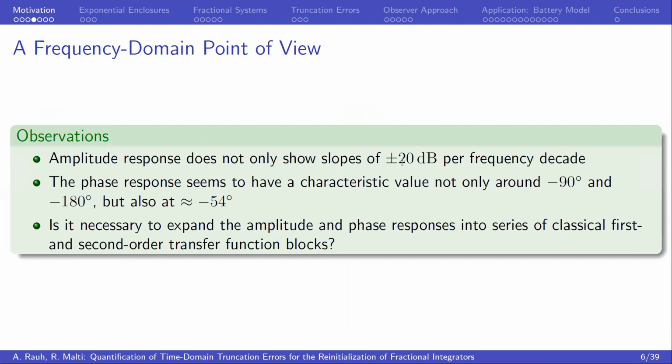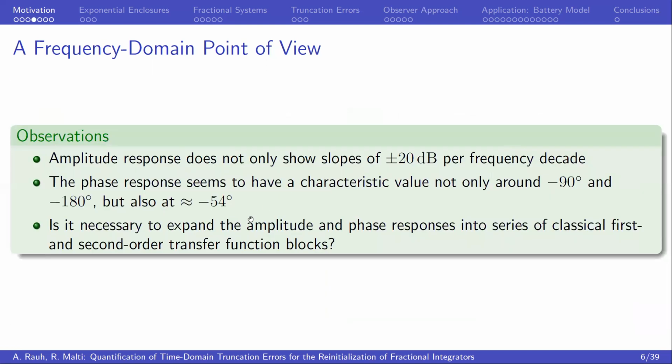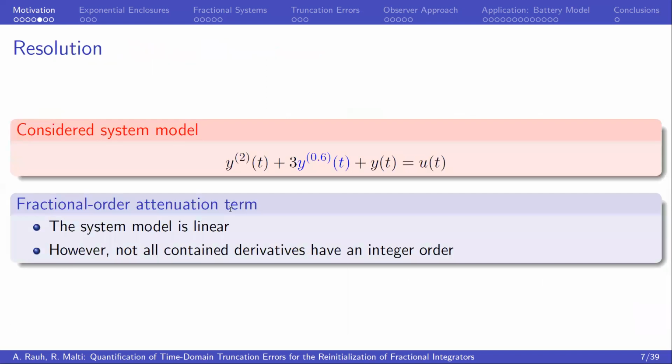When going back to the previous slide, here you can directly notice also a characteristic frequency at that point, which corresponds to a phase of minus 54 degrees. Again, how to approximate this system model? Is it necessary in this case to try to perform some kind of series expansion of the amplitude and phase responses by combining multiple classical first and second order transfer function blocks? And the answer is no.